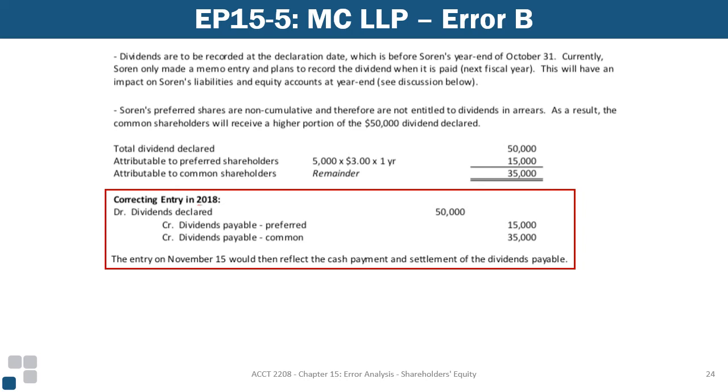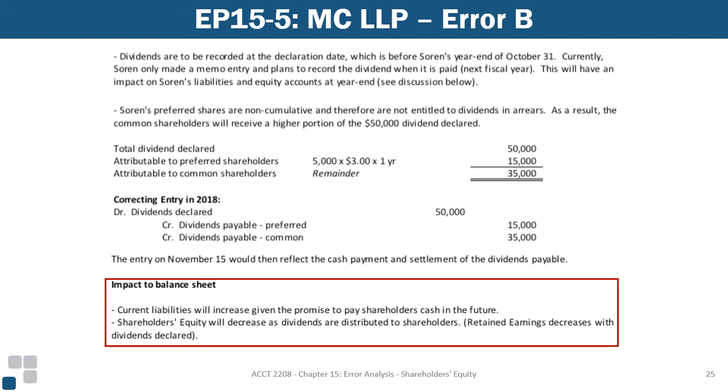So to fix it, we need to make an entry just prior to the end of the year to actually record the declaration of the dividends. So the company is going to debit dividends declared for $50,000 and allocate $15,000 to a dividend payable account for preferred shares and $35,000 to a dividend payable for common shares, right? And that entry would be on October 28th, right? Then on November 15th, when they're paid, the cash would be credited and the payables would be debited and the dividend would be settled.